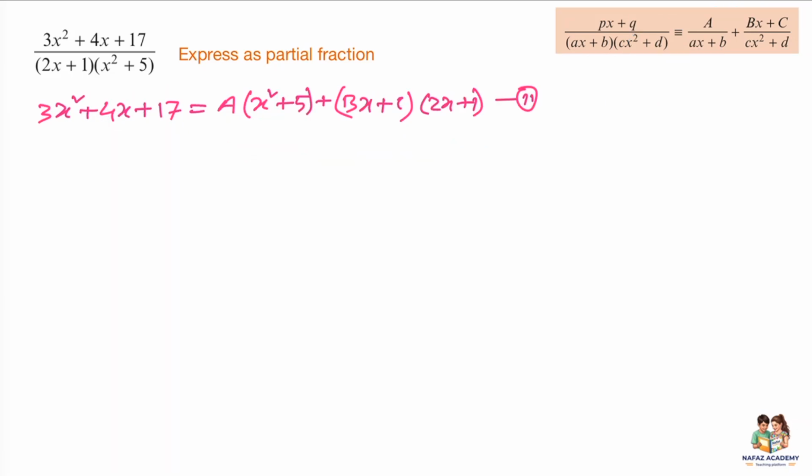And now there is another one. We have to substitute, or you can equate both of them. Equating is very much easy. Okay, let's solve it by equating both sides, the coefficient of x square. Equating means taking the coefficient of something, like the x square, x, or x cube.